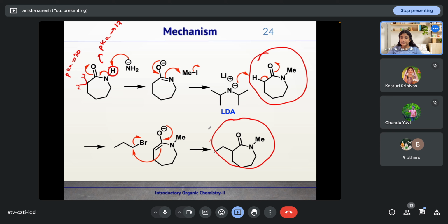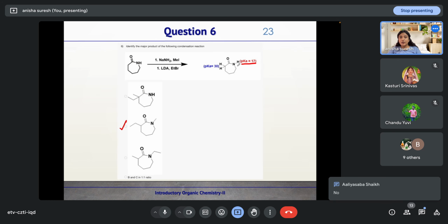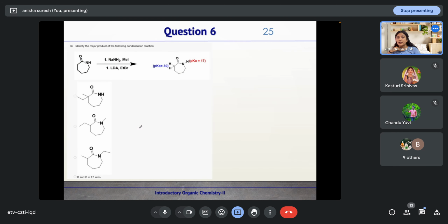Any doubt? Here the pK of the protons is affecting the reactivity. As they have given, the pK of this hydrogen is lesser compared to that of this. So first, the base will be abstracting this proton, and this anion that will be forming will undergo reaction with methyl iodide. After that, in that product, this is the only acidic proton it is having. So the LDA will be abstracting this proton, and then that enolate will be attacking on ethyl bromide, and we will be getting this as the final product. So option B is the right answer. Is this question clear?